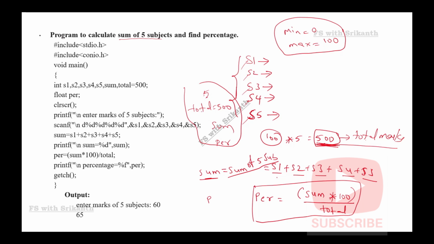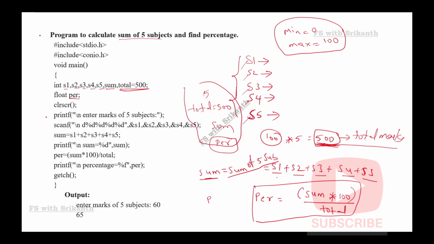In the 8 variables, only percentage we are getting as a decimal. Remaining all are integer. For that, I am taking 7 variables as integer: S1, S2, S3, S4, S5 and sum and total. These are initialized. Already this variable is initialized. The remaining 6 variables we can initialize while running our program. And we are taking percentage as a float.